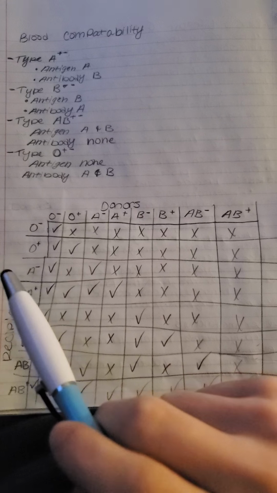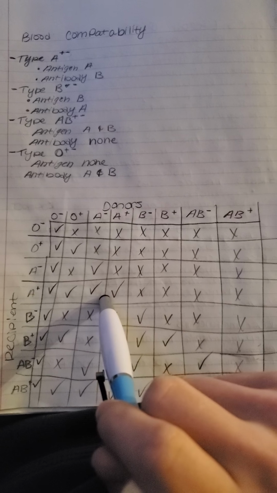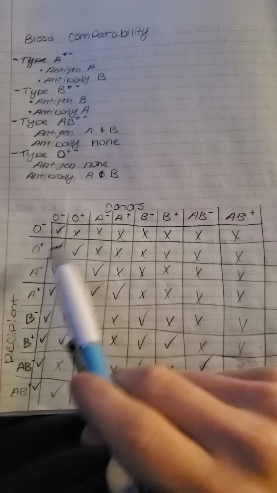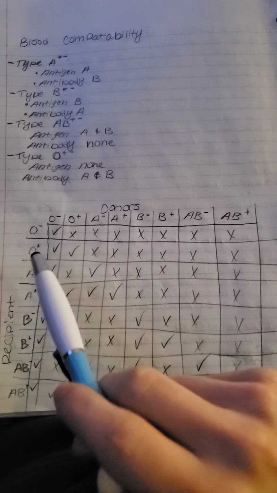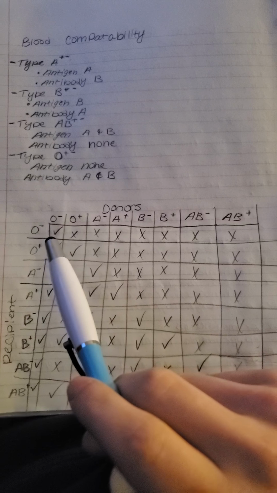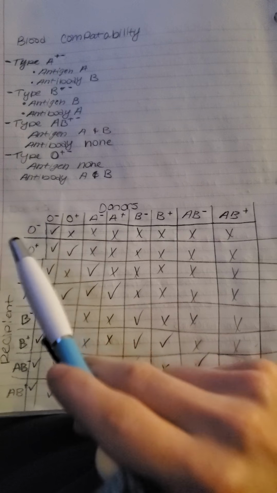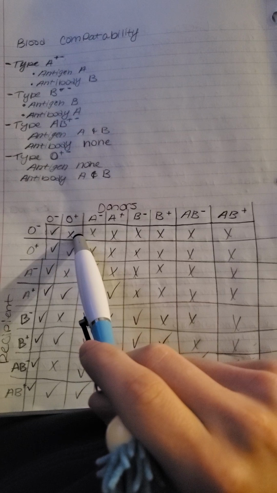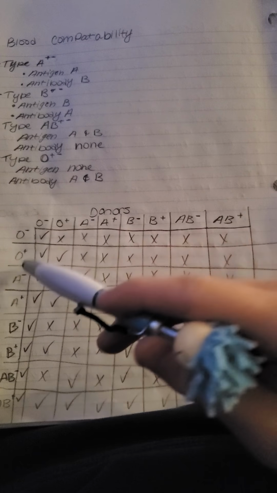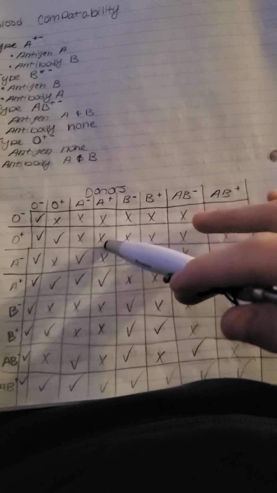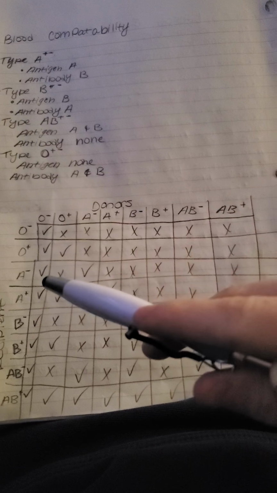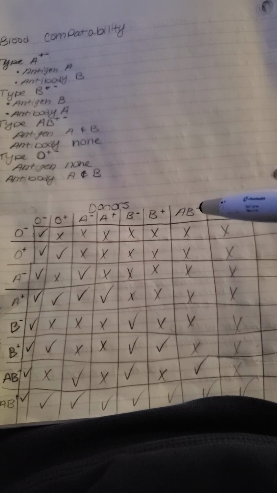So A positive can accept A negative, but A negative cannot accept A positive. And that works for every single blood type. O positive can accept O negative. O negative cannot accept O positive. And like I said, that works for every single type. O's, A's, B's, AB's. It's all the same. So I hope that this chart can help you, and I hope that that little rule can help, that negatives cannot accept positives, but positives can accept negatives.